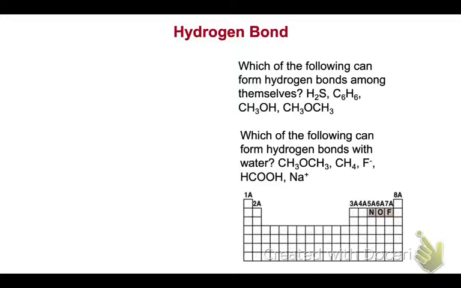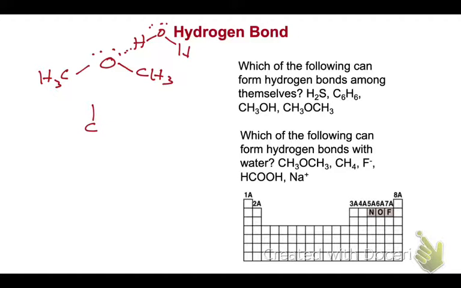Which of the following can form hydrogen bonds with water? We just talked about ether, so we said ether. Although those hydrogens on carbon cannot hydrogen bond, water can hydrogen bond to the oxygen. Okay. Methane? No way. Why? No hydrogen is attached to one of the three atoms, and there is no way this hydrogen can hydrogen bond. Fluoride anion. The answer is yes.